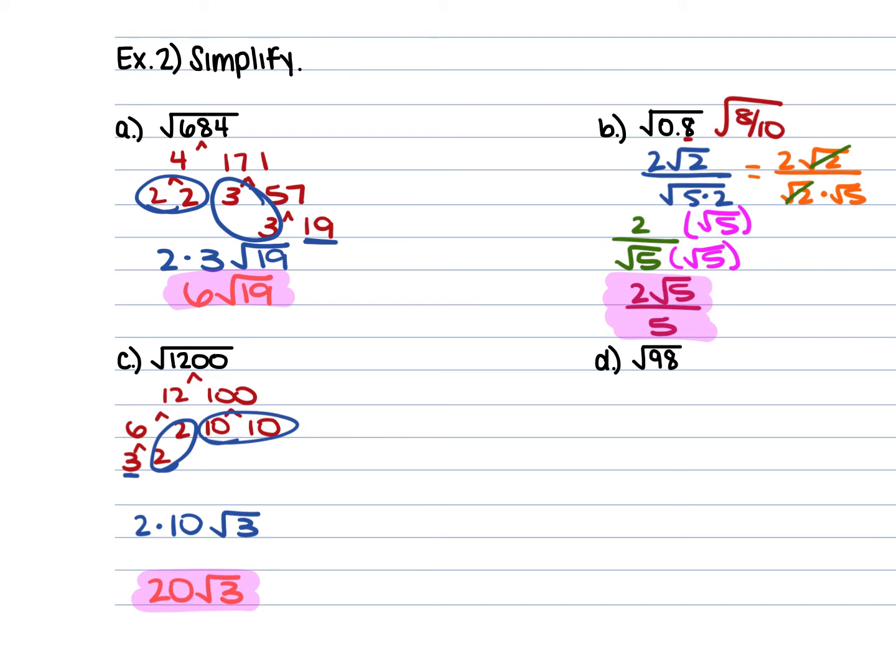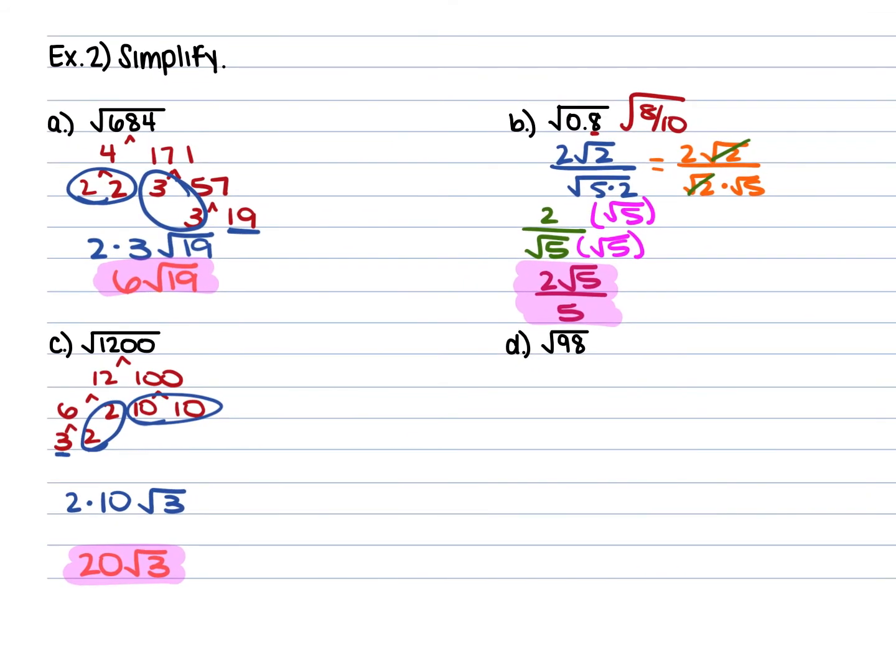For example D, we have the square root of 98. 98 we can divide by 2. We would get 49. 49 is 7 times 7. So these two 7's pair up. We have a 2 left over, so it's going to give us 7 square root 2.